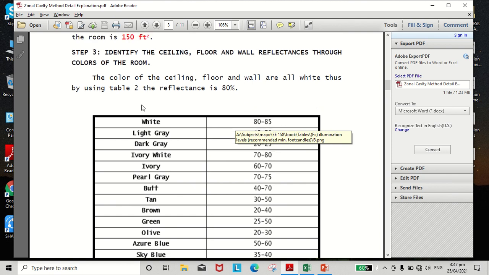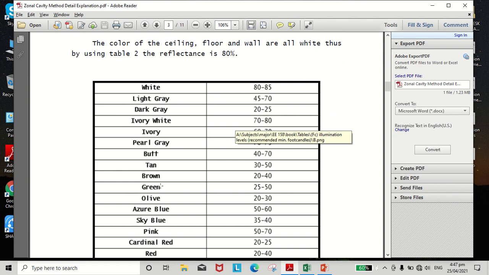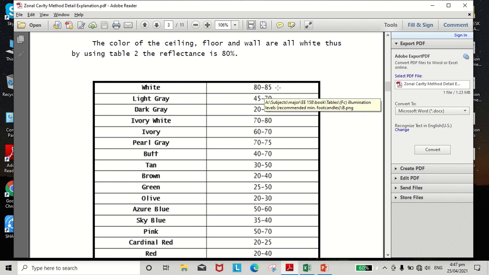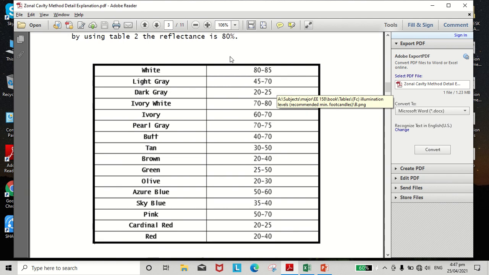In this case, the color of the ceiling, floor and wall are all white, which means we have designed that room as white. So our required reflectance is the one for white, which is 80 to 85. So we can say 80%.